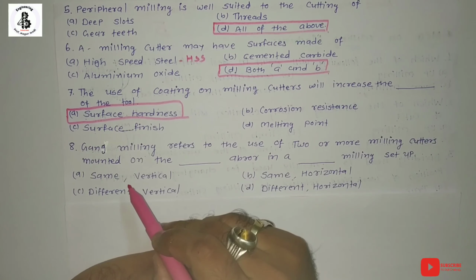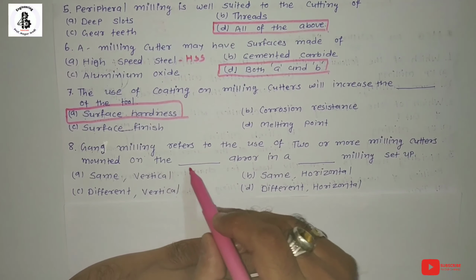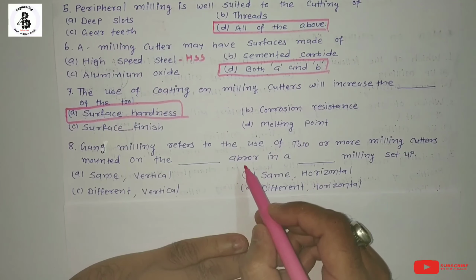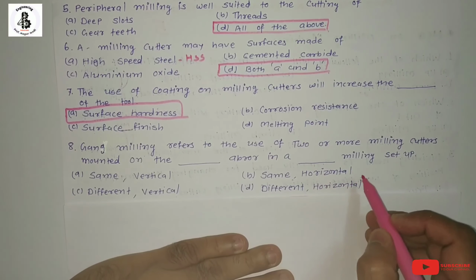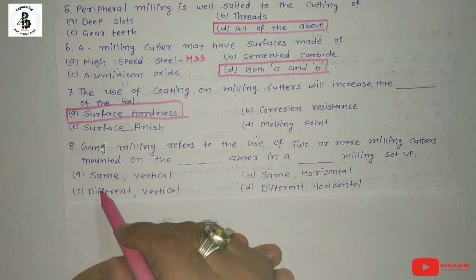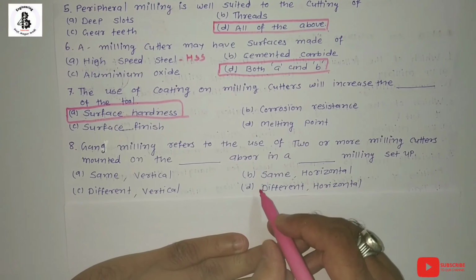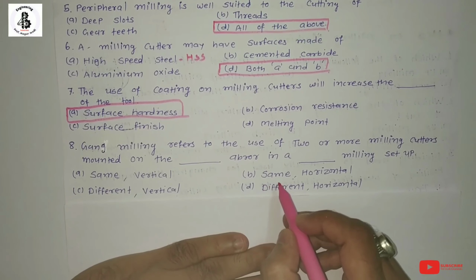The next. Gang milling refers to the use of two or more milling cutters mounted onto which arbor in which kind of milling setup? Option A, same arbor in a vertical milling. Option B, same arbor in a horizontal milling setup. Option C, different arbor in a vertical milling setup. And option D, different arbor in a horizontal milling setup.